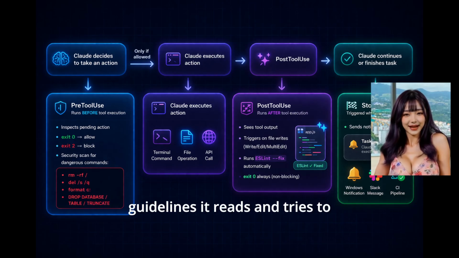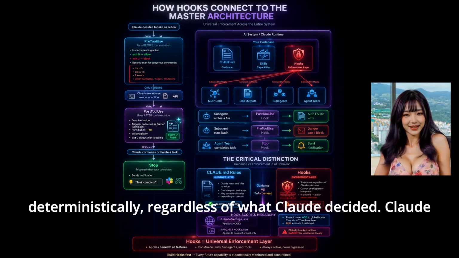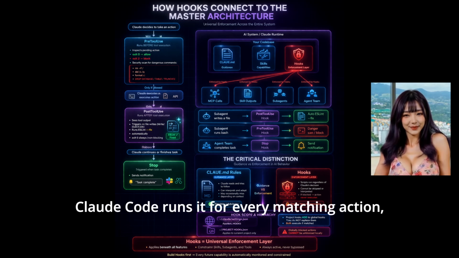The key distinction between CLAUDE.md and hooks is this. CLAUDE.md gives Claude guidelines. It reads and tries to follow. Hooks are scripts that Claude Code runs deterministically, regardless of what Claude decided. Claude does not decide whether the hook runs. Claude Code runs it for every matching action every time.